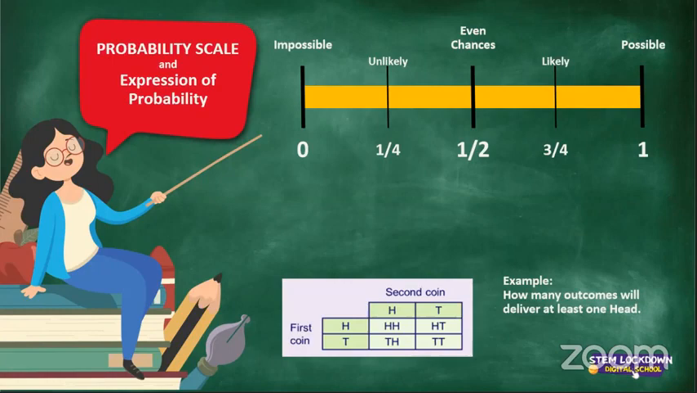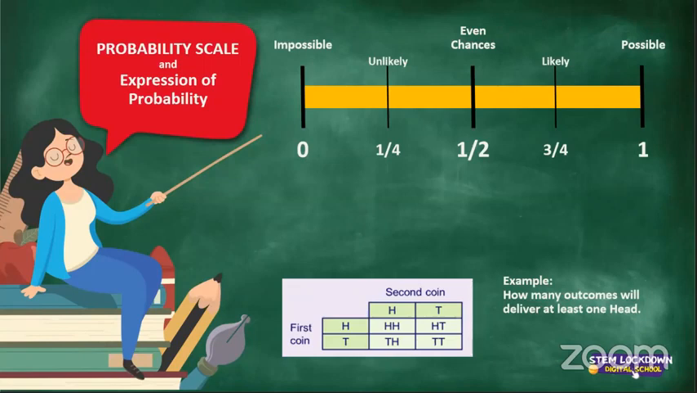Now, if we flip 2 coins, each coin can either land on a head or on a tail. So HH is if both coins land on head. HT is if coin 1 lands on a head and coin 2 lands on a tail. The next one we've got is TH, which is tail-head. So coin 1 is a tail, coin 2 is a head. And then TT is if both coins land on tail.